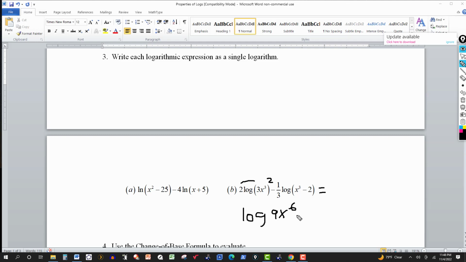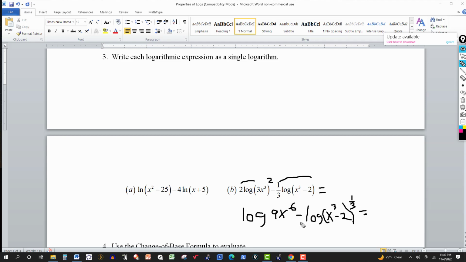And then this will equal, with the minus here, I'll take the positive 1/3 and leave this as a minus, and I'll rewrite this as the log of x cubed minus 2 to the 1/3. Now here we have a difference right here.